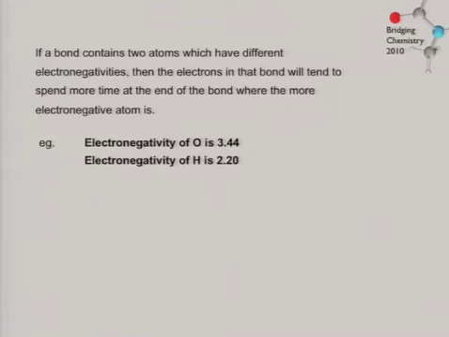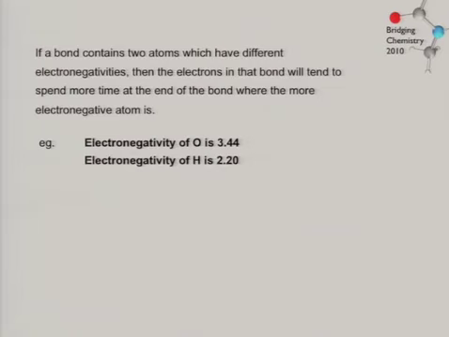So if a bond contains two atoms with different electronegativities, then the electrons in that bond tend to spend more time at the end that is more electronegative. If you remember, your electrons move around the nuclei. If you're in a covalent bond, then those electrons are moving around the two nuclei. And if you have one that's more electronegative, then the time the electron spends moving around that bond is spent more at the electronegative end.